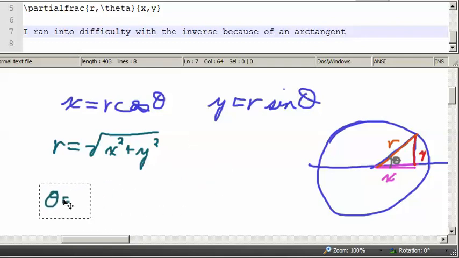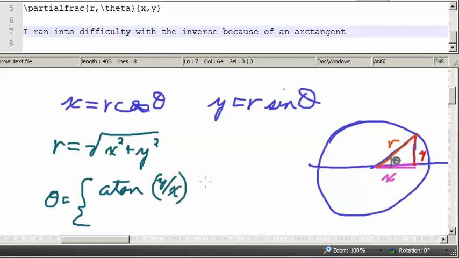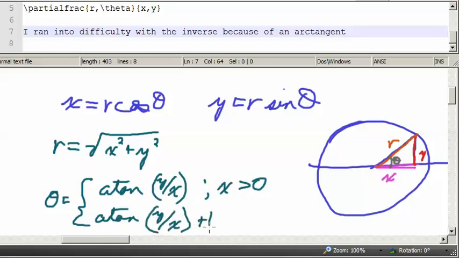so let's move that down here where I have more room. Theta is arctangent of y over x if x is greater than 0, and it's arctangent of y over x plus pi, or plus 180 if you're using degrees, if x is less than 0.